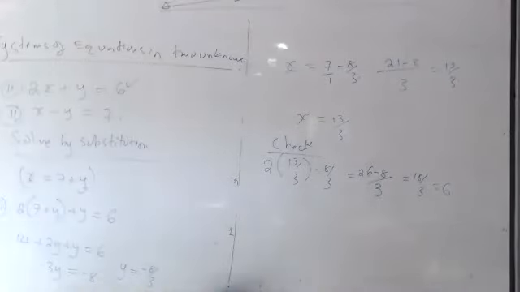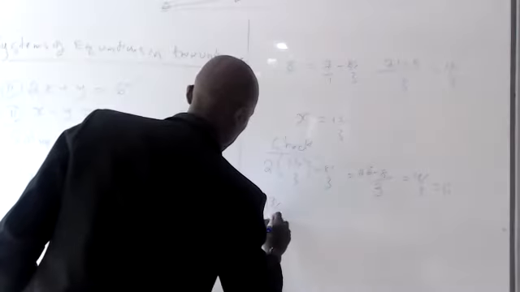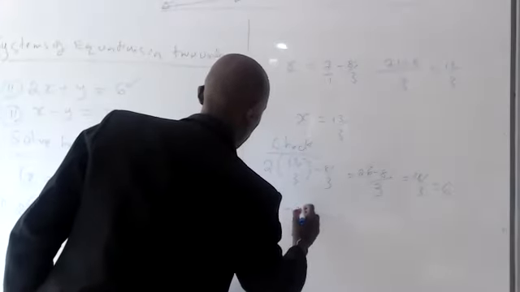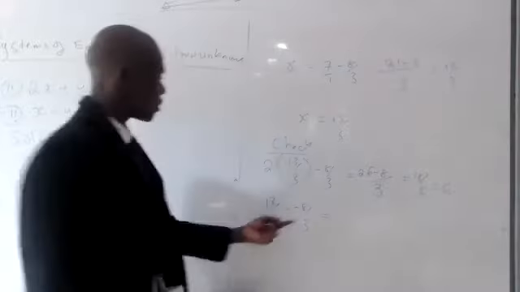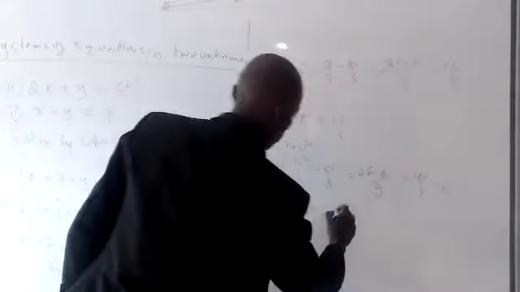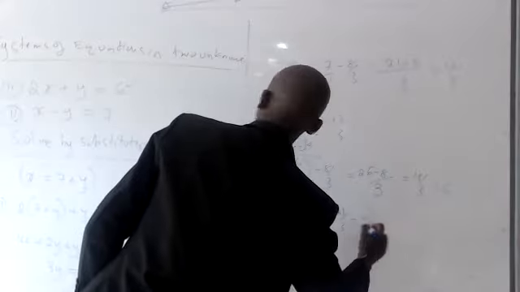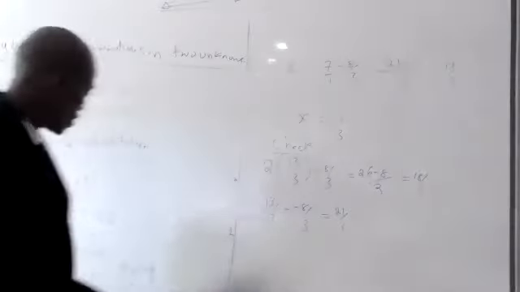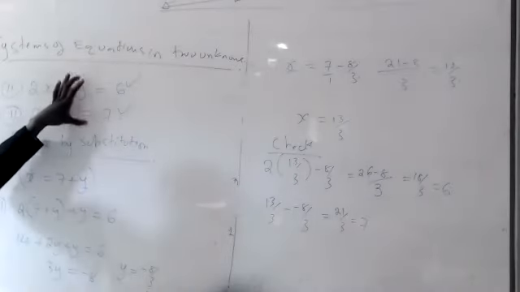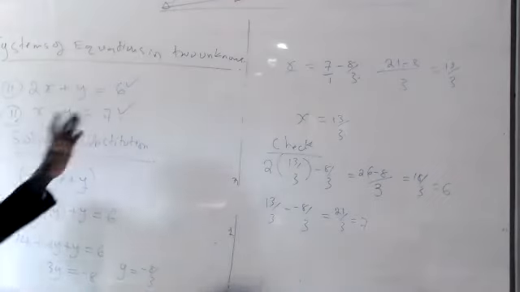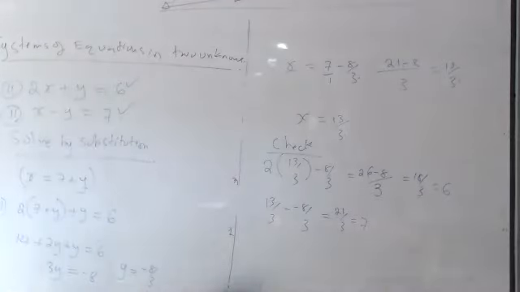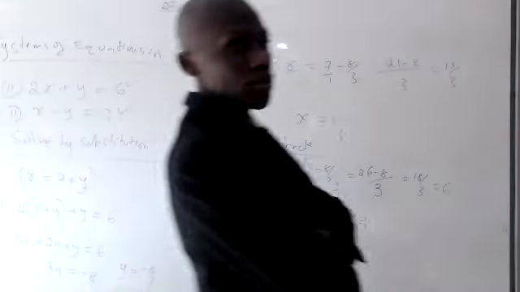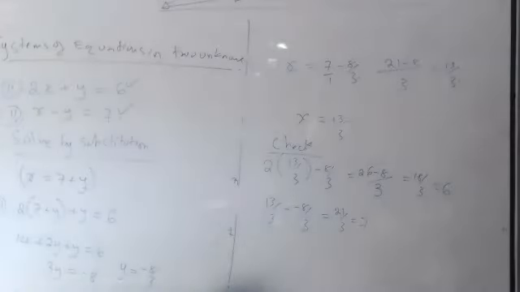Let us check for the second one. 13 thirds minus 8 thirds. So minus becomes plus. So we have 21 divided by 3, that gives you 7. Checked. So indeed, x is 13 thirds and y is negative 8 thirds. It's a solution to this system. And we found it by a method called substitution. Questions?